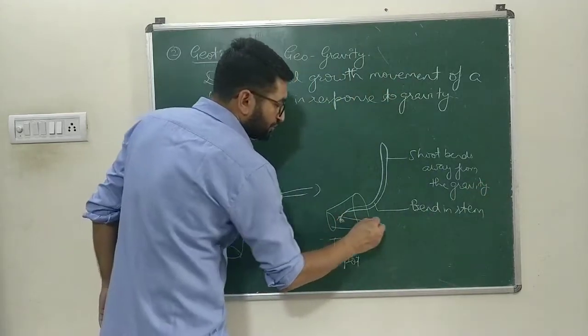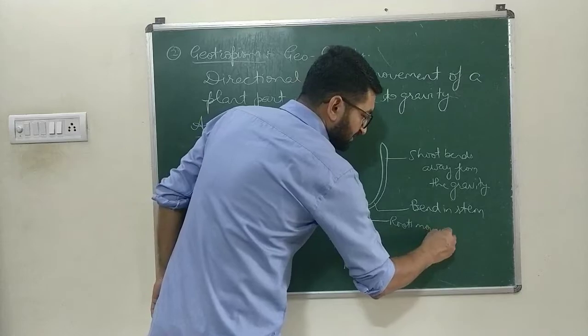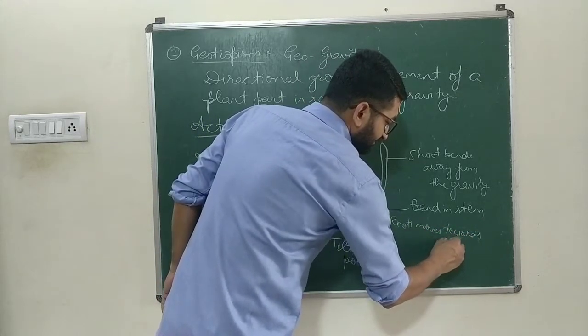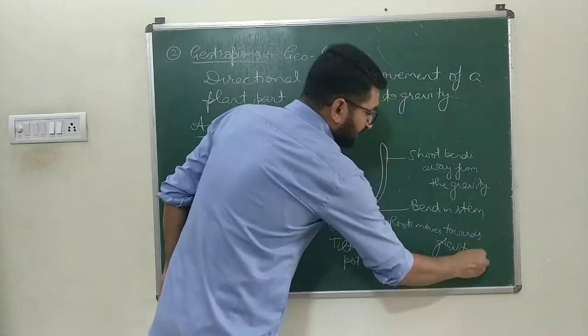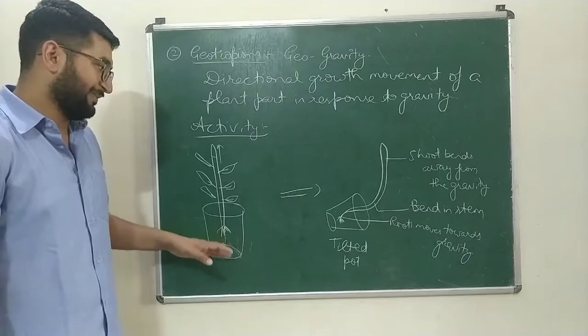And the roots move towards gravity. So this activity proves geotropism. What is happening in this activity, bache?